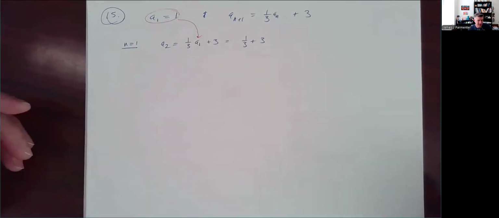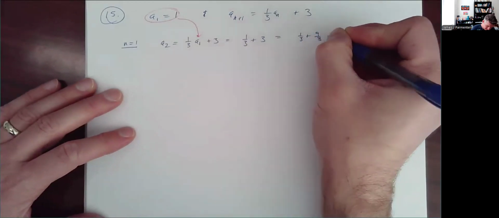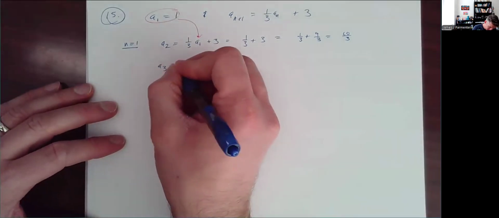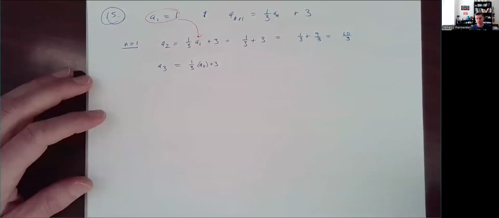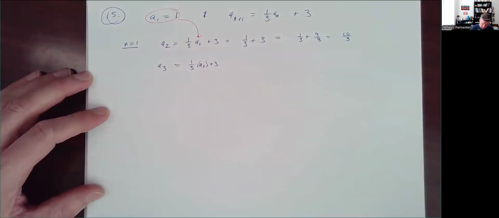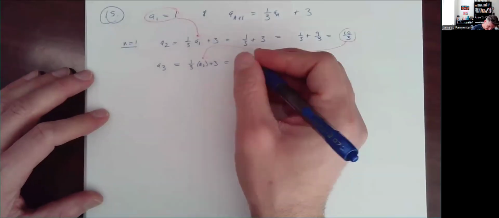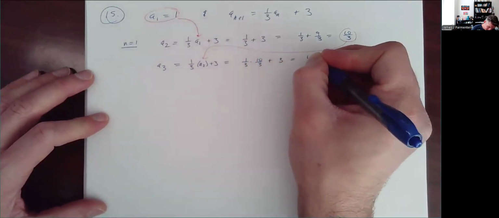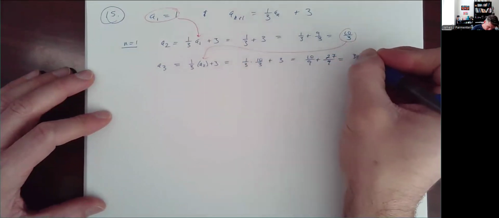It might be in our interest to simplify this. It might not. I'm going to simplify just in case. So great, we got 10/3. Okay, let's find a sub 3. So a sub 3 is going to be 1/3 times a sub 2. Now this is how these recursive ones always work. It's just the next one is the same formula, just plugging in your new value for the previous one. So this 10/3 gets to come down over here. So we're going to get 1/3 times 10/3 plus 3, which is going to be 10/9 plus 3, which is 27/9, which is 37/9.